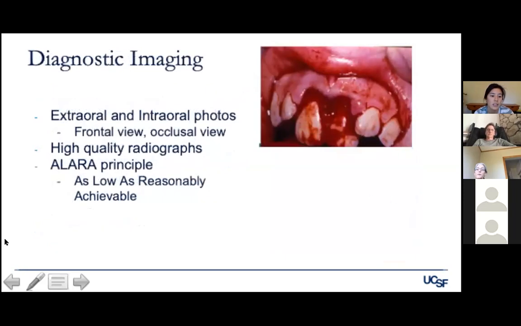And then sometimes they'll order x-rays. And I think as nurses, we can do a good job of advocating on the patient's behalf, using the ALARA principle in mind. This means as low as reasonably achievable. So basically you want to minimize the amount of radiation exposure while maximizing what you're trying to look for.